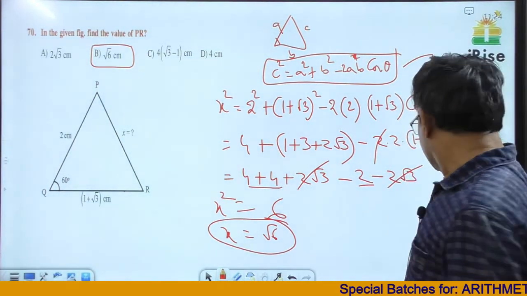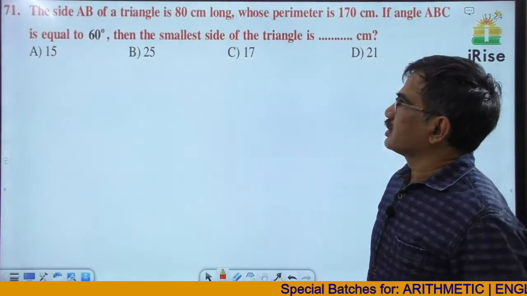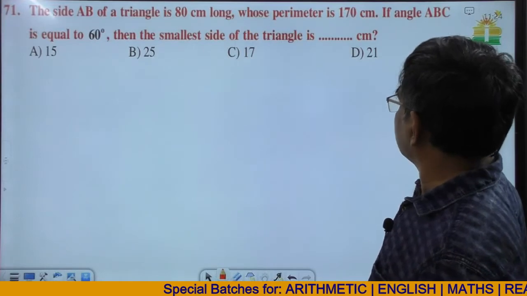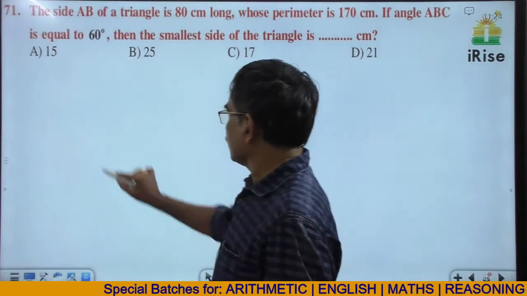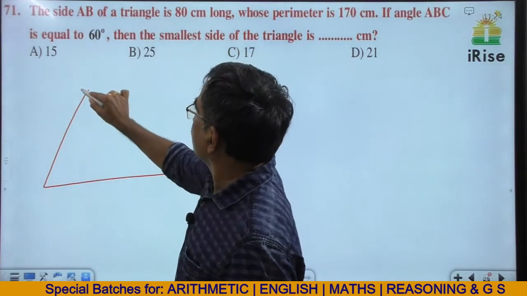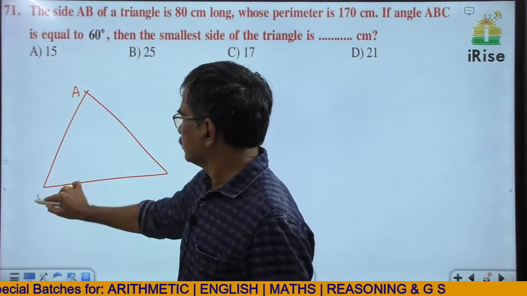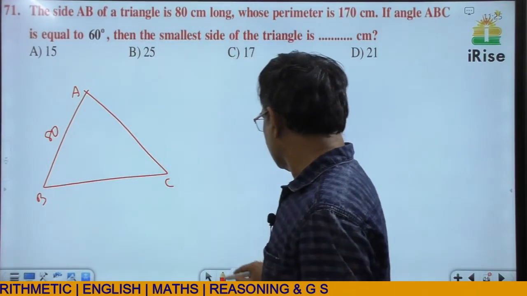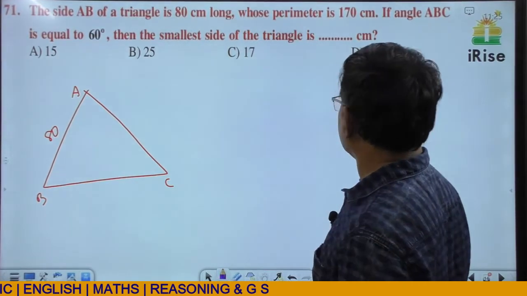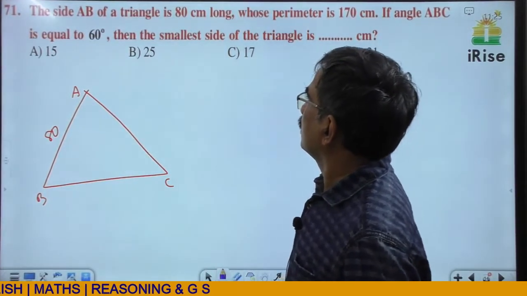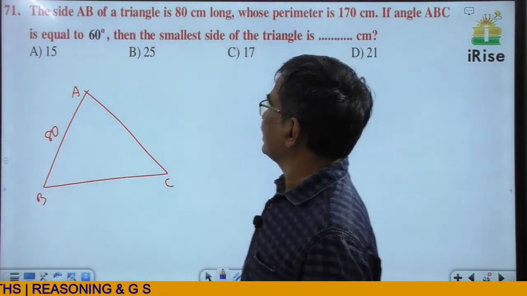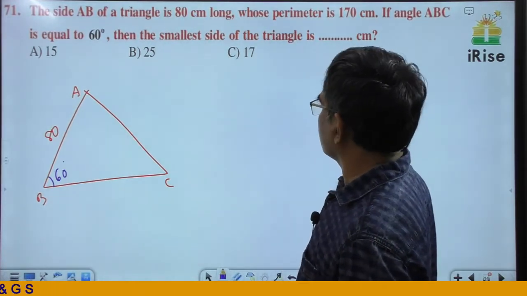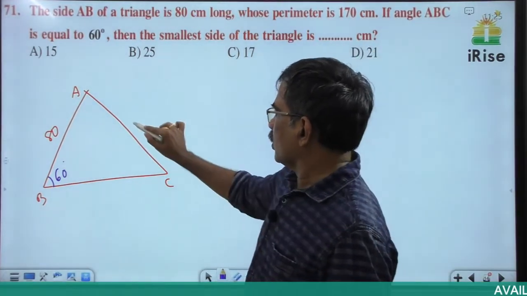Next question. The side AB of a triangle is 80 centimeters long, whose perimeter is 170 centimeters. This is a triangle ABC. The side AB is 80 centimeters given. The perimeter is given as 170. If angle ABC is equal to 60 degrees, this angle is given as 60 degrees, then what is the smallest side of the triangle? I want to consider this as x.